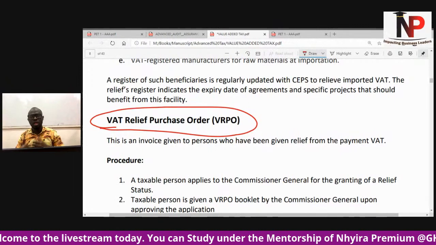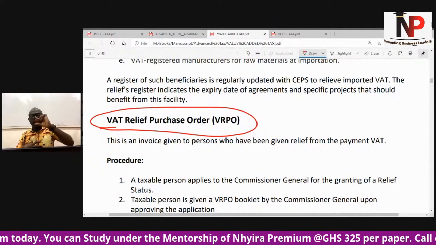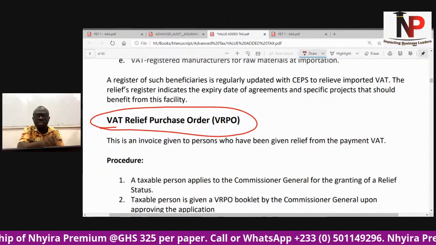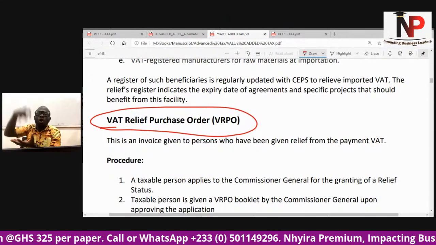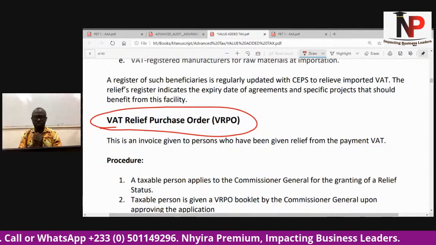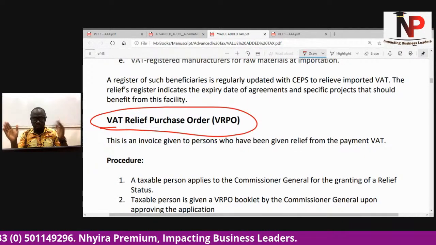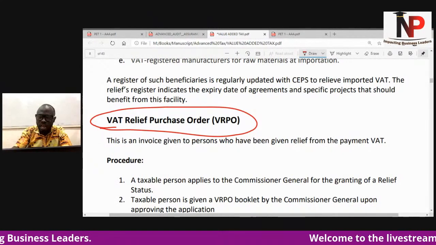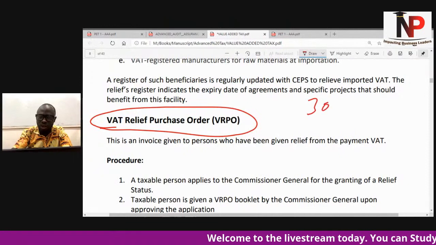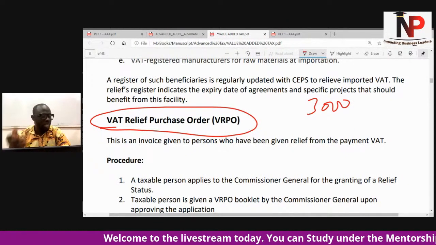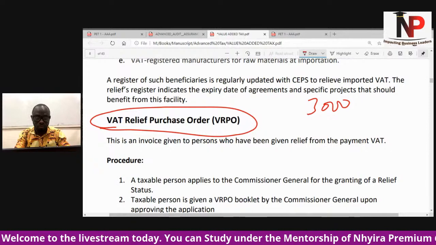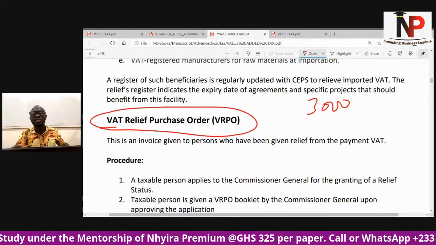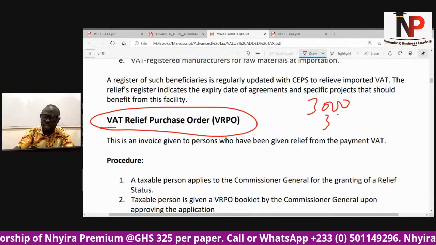This is what happens. When I sell to you, anytime you buy from a VAT registered agent, you will issue the VAT relief purchase order, which will cover the VAT component that you should have paid to me. Are you getting the principle? So let's correct some numbers here. Let's say the goods that I'm selling to you are $3,000. So let's say the VAT is 12.5%. 12.5% times 3,000, that's 375. So the VAT is 375.